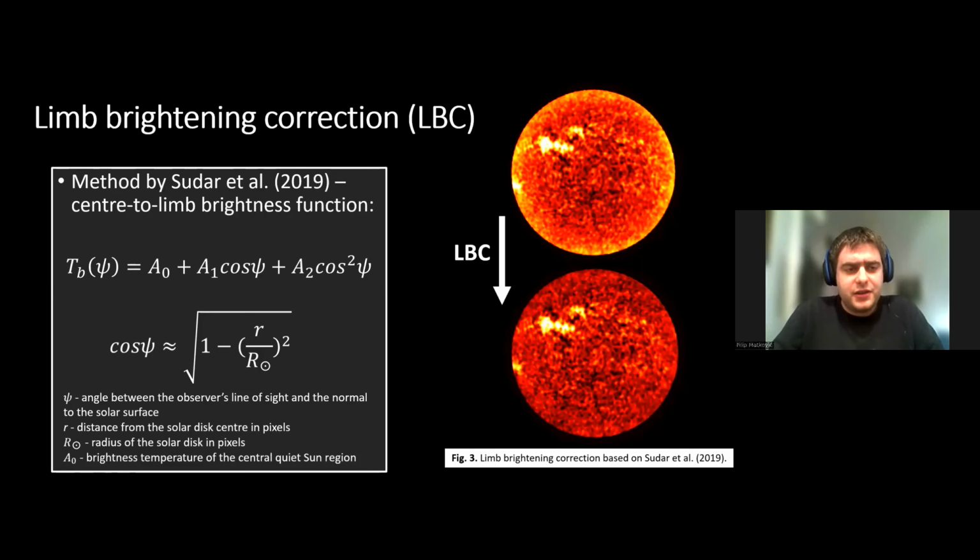To eliminate this effect, we used a method by Sudar et al., which uses a center to limb brightness temperature function presented here, which is a second-order polynomial of the cosine of the angle between the line of sight and the normal to the solar surface. And we fit this function to the image to scale down the brightness temperature from the center towards the limb, thus producing the bottom image with no limb brightening effect present.